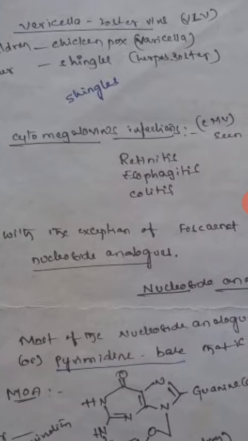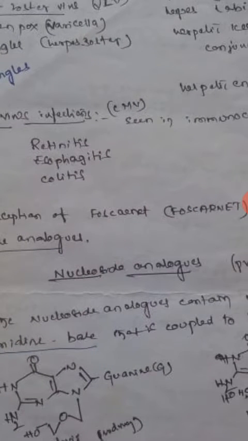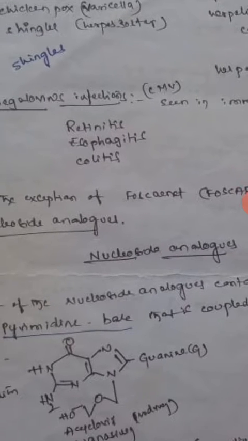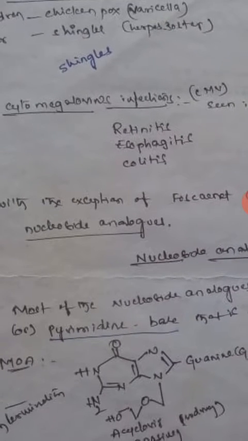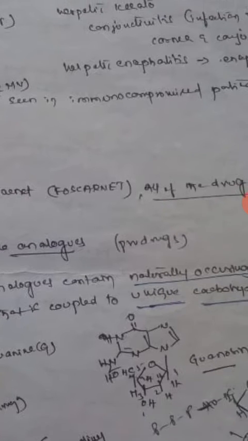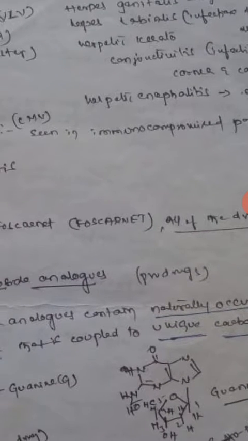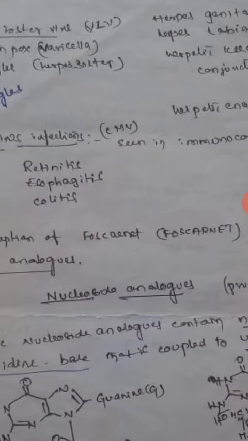Now cytomegalovirus. Cytomegalovirus causes retinitis, which is related to the eye, esophagitis, inflammation of the esophagus, and colitis, inflammation of the colon. Generally, cytomegalovirus is seen in immunocompromised patients. Generally, whatever the herpes infection, it is generally seen in immunocompromised patients.